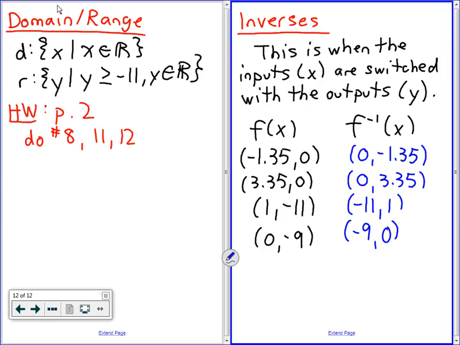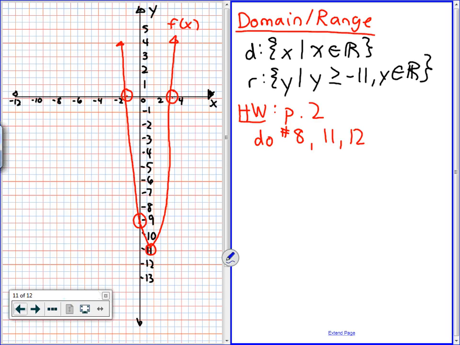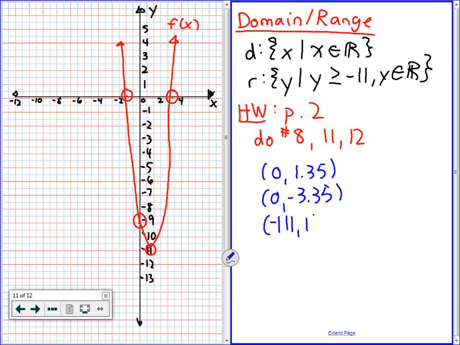All right, let's go on to this here though. So we're going to go back to this graph. My points I think were 0, 1.35, 0, negative 3.35, 1, negative 11, 1. Whoops.